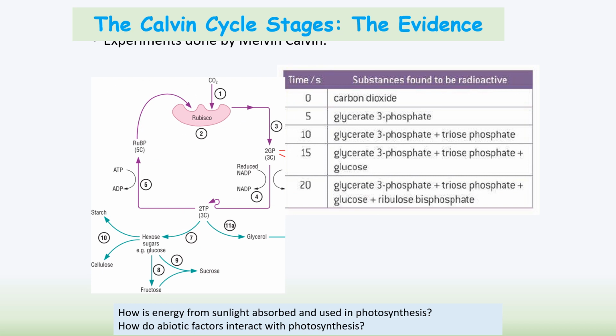So there you go, so you see it here. If you added the carbon dioxide, the first thing you would expect to see, which he got, was glycerate-3-phosphate. Next thing, triose phosphate, well he got that. Next he got some glucose, to show you how quickly that was made. And the last thing, ribulose bisphosphate. So that is the order we know from the practical that he did.